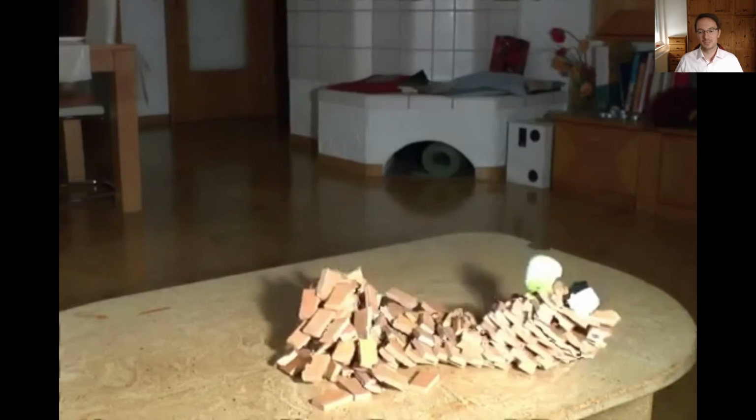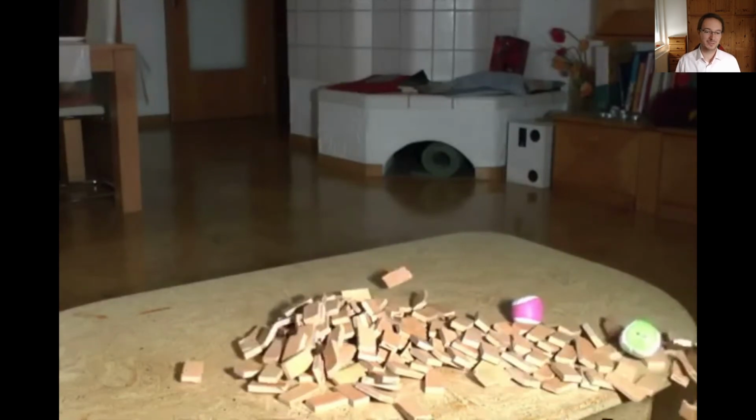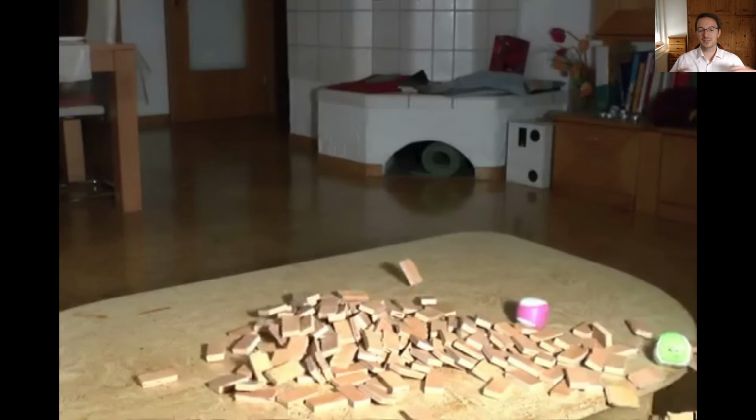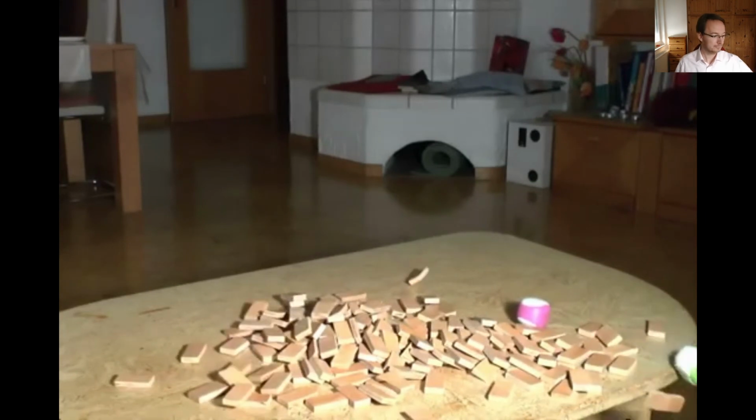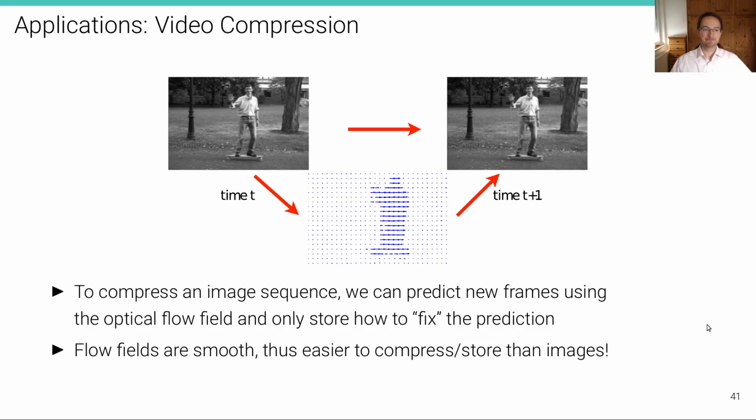It works better for small motions and works less well. It's much more challenging to solve this problem for large motions when the objects move very fast. Good. Optical flow can also be used for video compression. So for example, to compress an image sequence, we can predict new frames using the optical flow field and only store the optical flow, and then how to fix the prediction.